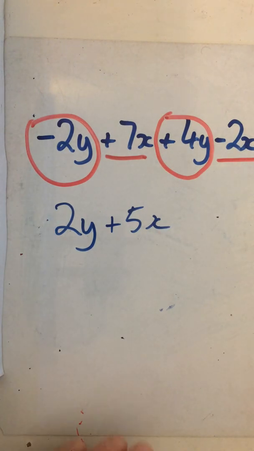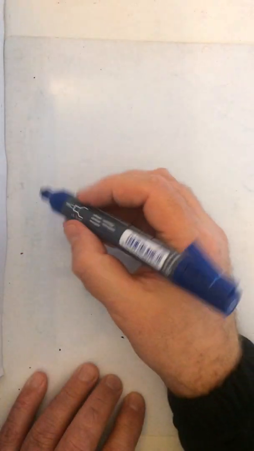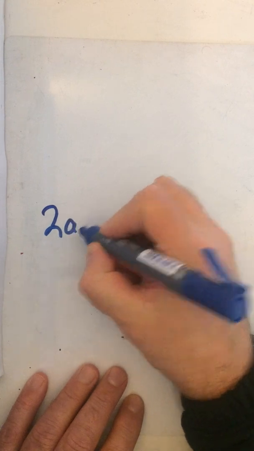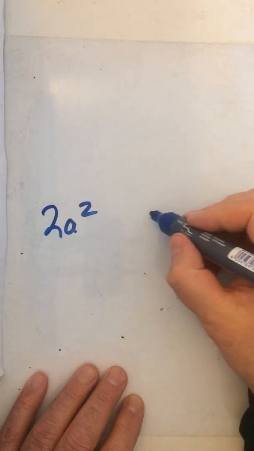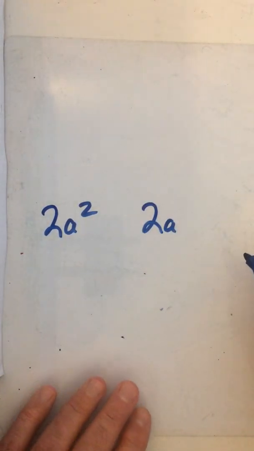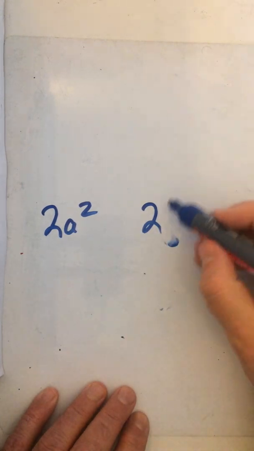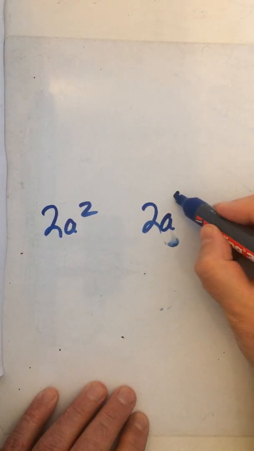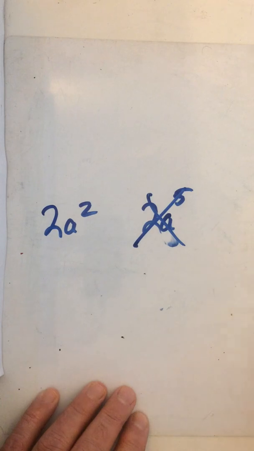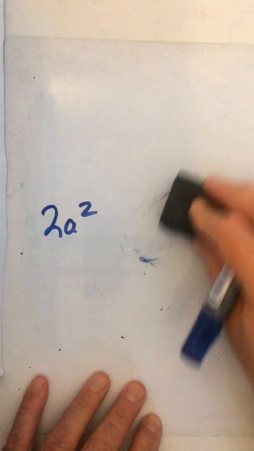Okay, so that's just a quick reminder there. Remember that 2a squared and 2a are not like terms, or 2a squared and 2a to the power of 5 not like terms. So you can't add those up.